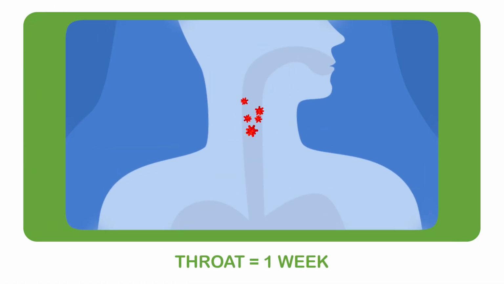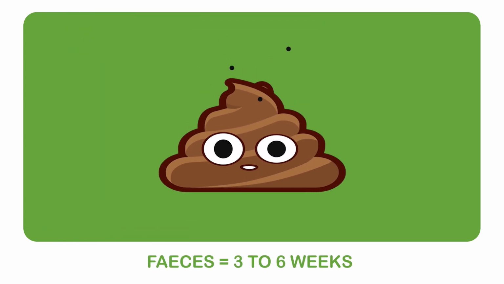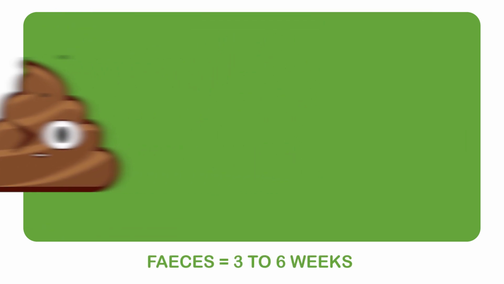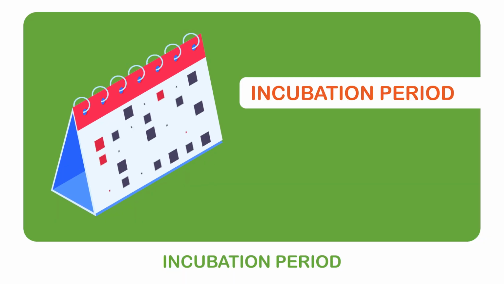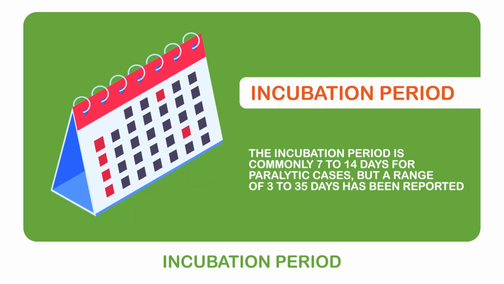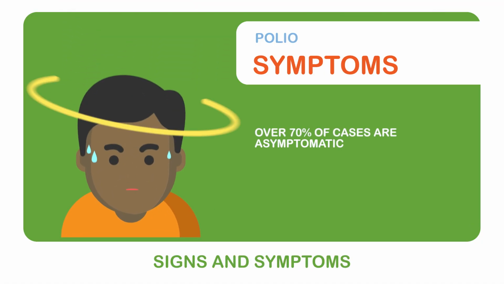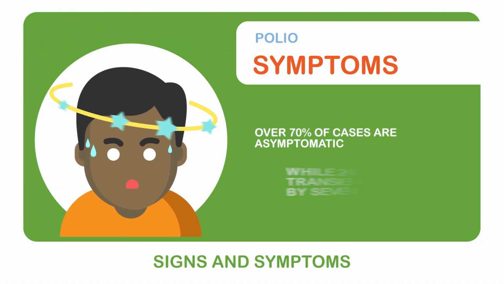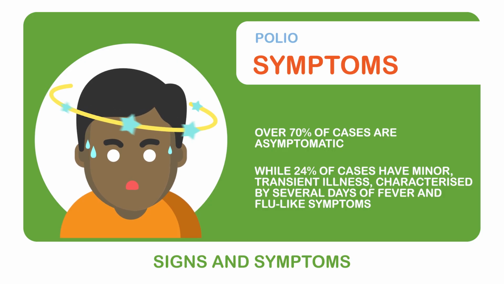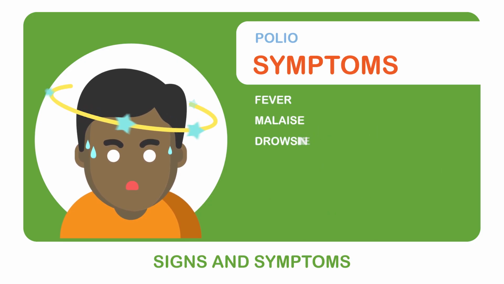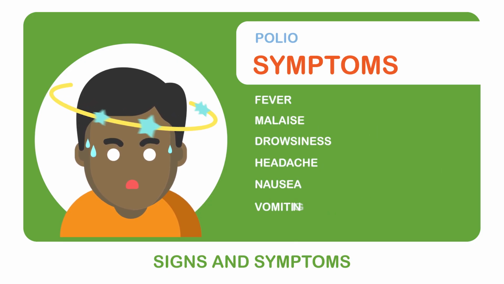In the throat, the virus can persist for 1 week, and in the feces, it persists for 3 to 6 weeks. The incubation period is commonly 7 to 14 days for paralytic cases, but a range of 3 to 35 days has been reported. Cases are most infectious during the days before the onset of symptoms. Over 70% of cases are asymptomatic, while 24% of cases have minor transient illness characterized by several days of fever and flu-like symptoms, including fever, malaise, drowsiness, headache, nausea, vomiting, and sore throat.